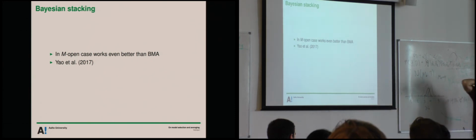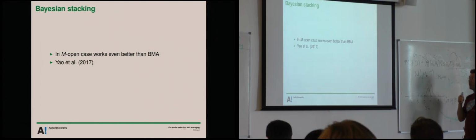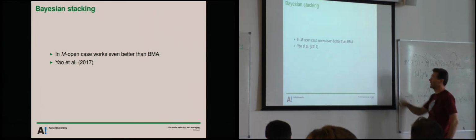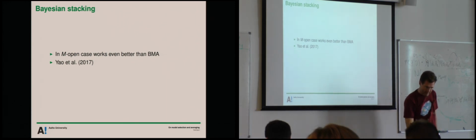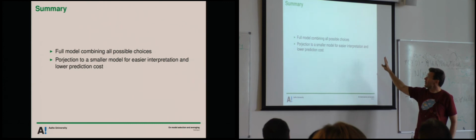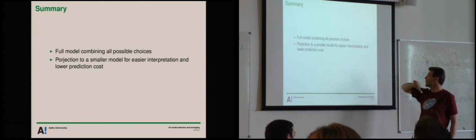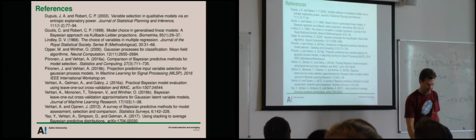It's also likely, in our experiments we didn't focus on that, but it's also possible that even if we have M-closed case, even if one of the models is the true model, with small n, in the finite case, this might still be better than BMA, even if asymptotically BMA will be optimal in M-closed case. And so: full model combining all possible choices, projection to a smaller model for easier interpretation and lower prediction cost. And there are references. Thank you.